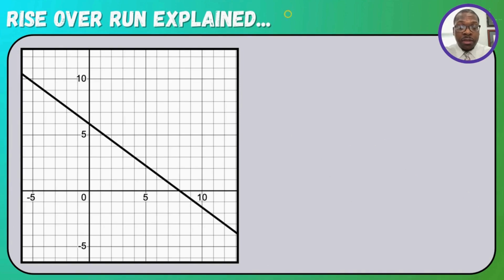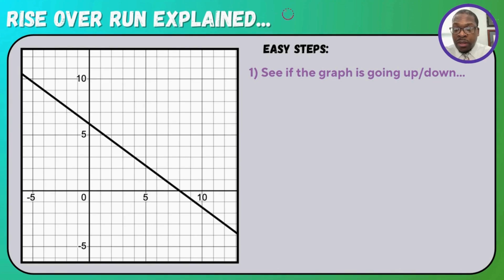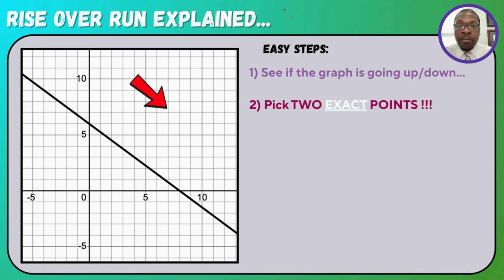Now, same steps, nothing changes. First step, to see if the graph is going up or going down. Now, in this case, we can see that the graph is clearly going down, so that's going to yield us a negative number. All right, step 2, choose 2 exact points. Once again, it has to be at an exact corner of an intersection. So we'll choose one here, and we'll choose another one here.